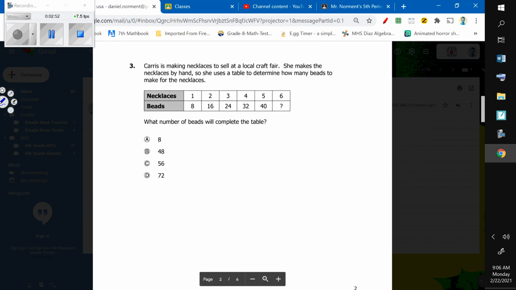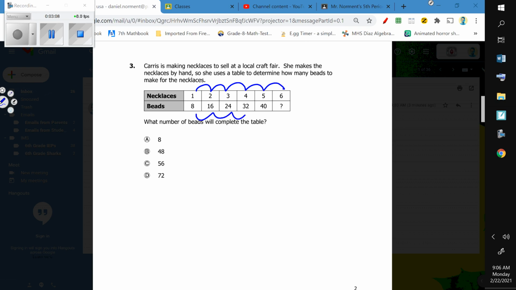Number 3, go ahead and pause it and read it, and then I'll go over it. Oh, you just complete the table. And this is definitely going in a pattern, and this is definitely going in a pattern, so this should not be hard to figure out. All of you should get that one right.